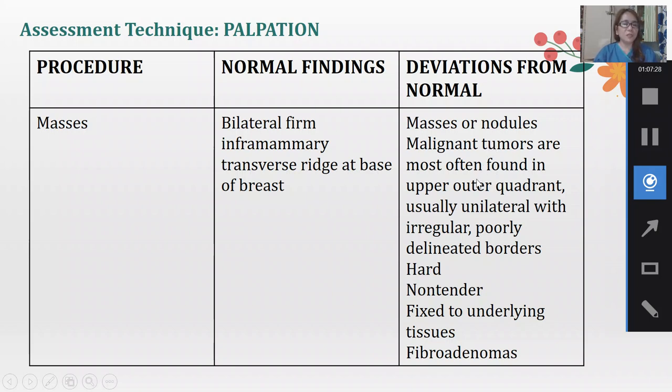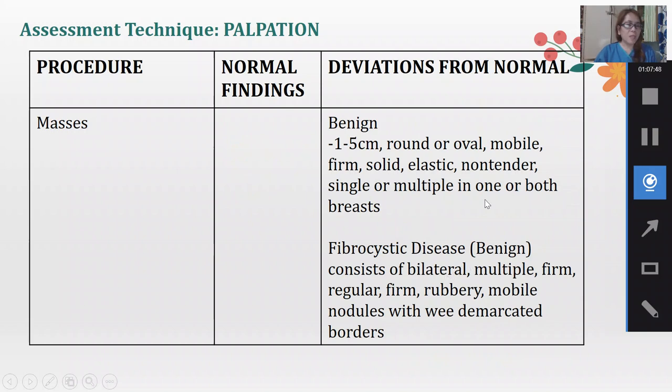Masses or nodules, malignant tumors are most often found in the upper outer quadrant, usually unilateral with irregular, poorly delineated border. It is hard, non-tender, it is fixed to underlying tissues or fibroadenomas. So, benign ang masses kapag 1 to 5 cm siya, round or oval, mobile, firm, pwede rin solid siya, elastic, non-tender, single or multiple in one or both breasts.